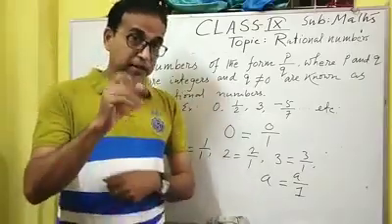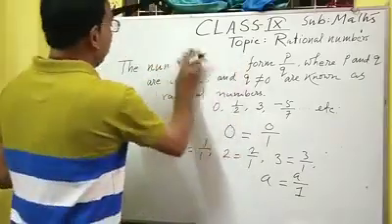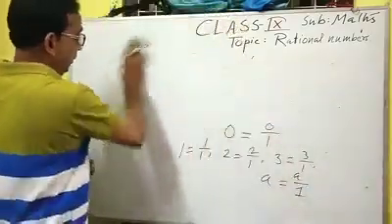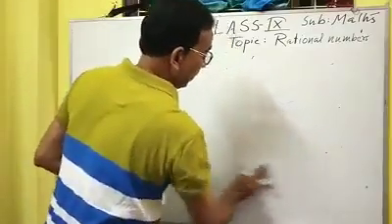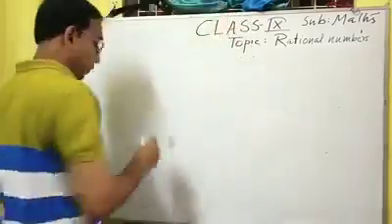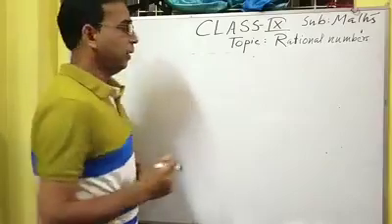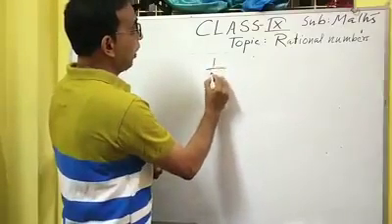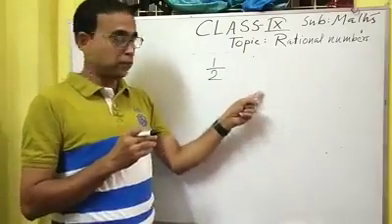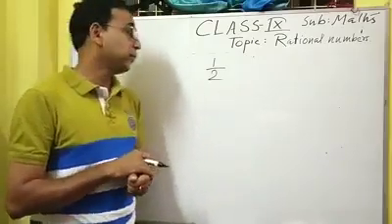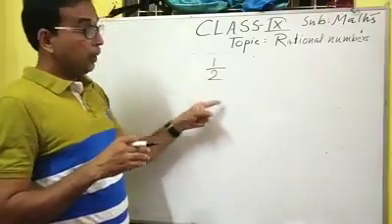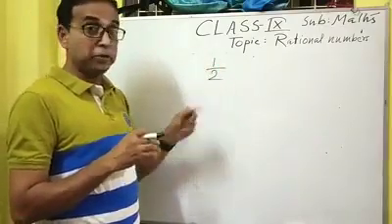Now, I shall discuss equivalent rational numbers. Consider the rational number 1 by 2. Both are integers and q is not equal to 0. So, it is a rational number. Now, we have to find out equivalent rational numbers of 1 by 2.